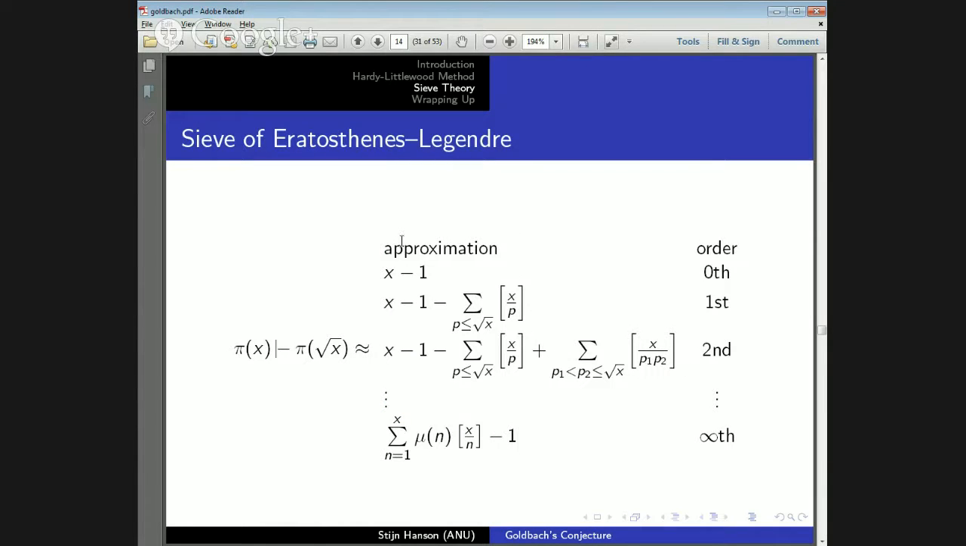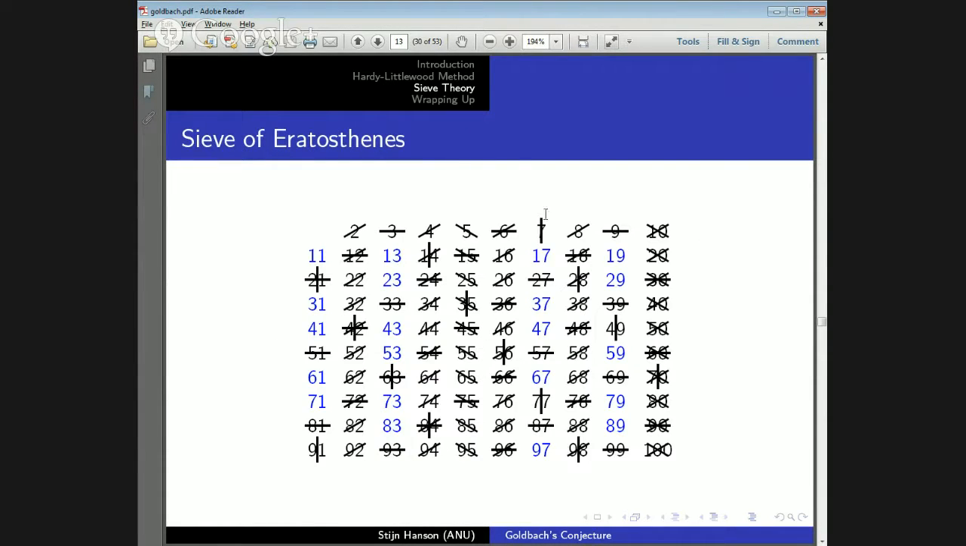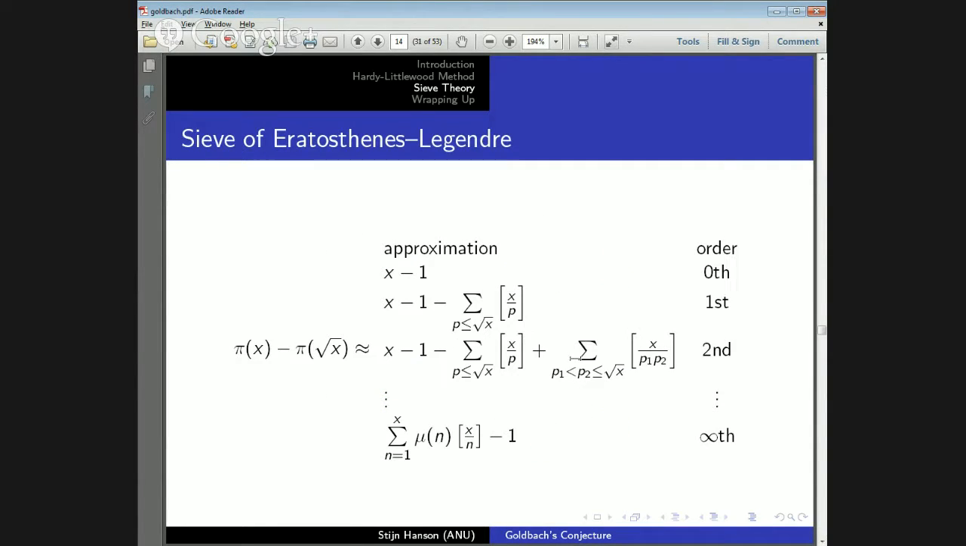So what we're going to do is get rid of all multiples of p, where p is prime and less than or equal to the square root of x. But by doing that, we've actually got rid of, for instance, 6 twice. And in fact, any number with 2 prime divisors, we've got rid of twice, which is bad. So we put those back in. So this is our 2nd order approximation. And that's exactly what that does.